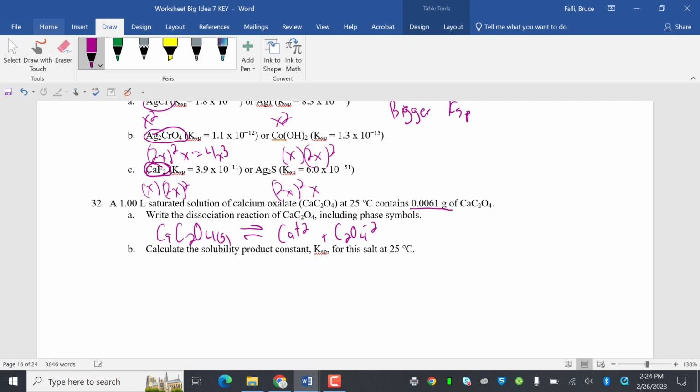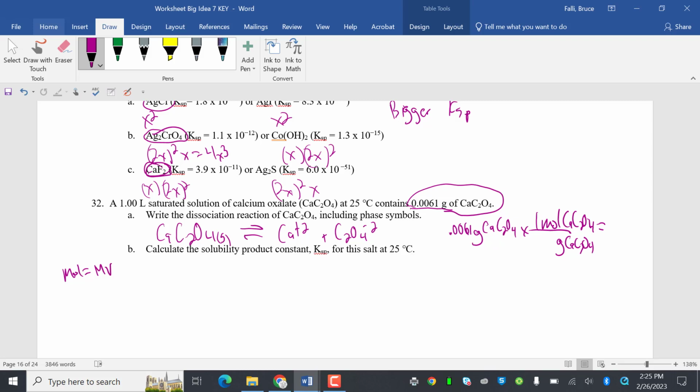So I know this is my grams in 1 liter. What I'm going to do first is convert that into moles. So moles equals MV, but first I've got to convert this into moles. So 0.0061 grams of CaC2O4 times 1 mole CaC2O4 over grams CaC2O4 equals, okay, calculator time.